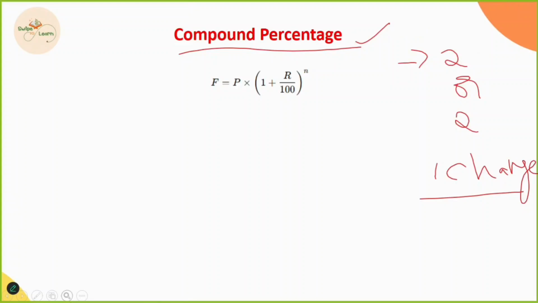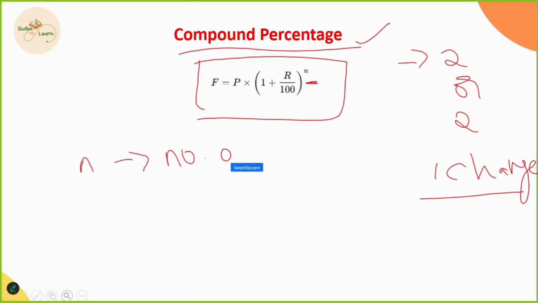And the magic formula of compound percentage is F equals P into (1 plus R divided by 100) whole power n, where n is the number of times the percentage change happens. We said a percentage, if it changes over and over again, we'll use compound percentage. So n is the number of times the change has happened.